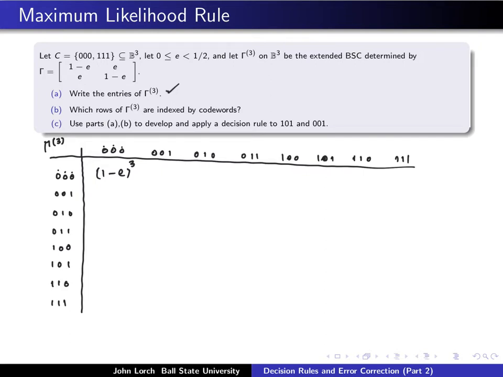Now what about here if the input vector or input string is 0, 0, 0 and the output is 0, 0, 1, then again that should be (1 minus e) squared. And then we have input 0 to output 1. That's a bit flip, and its probability would be e. And then 0, 1, 0. Again, there's only one bit, the middle bit, that flips. So we have one e and two (1 minus e)'s.